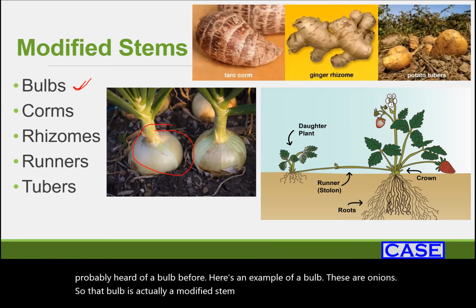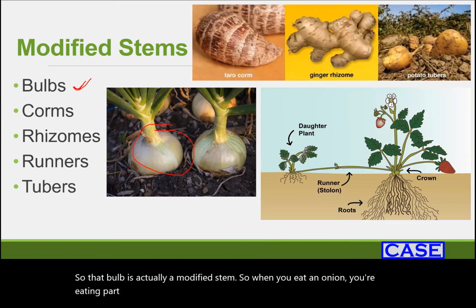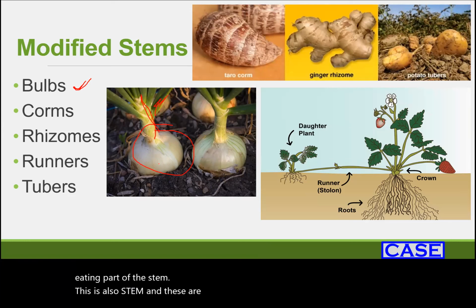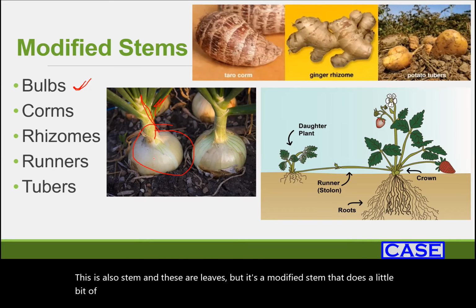So that bulb is actually a modified stem. So when you eat an onion, you're eating part of the stem. This is also stem, and these are leaves, but it's a modified stem that does a little bit of storage of sugars. Another type is a corm.